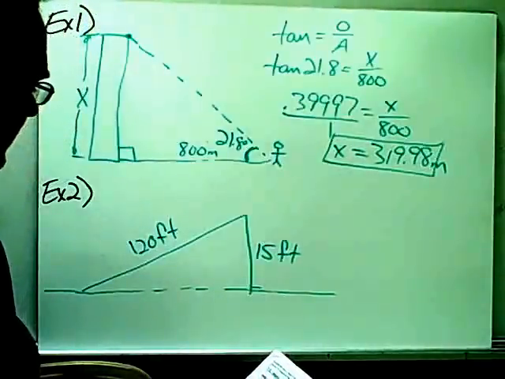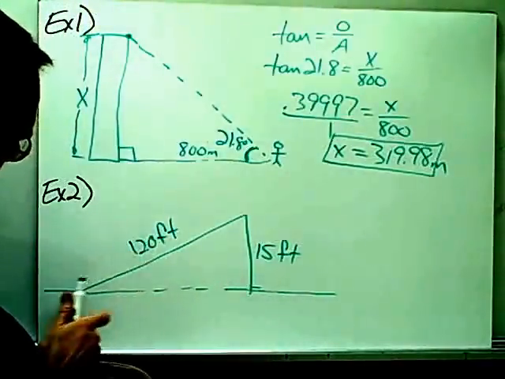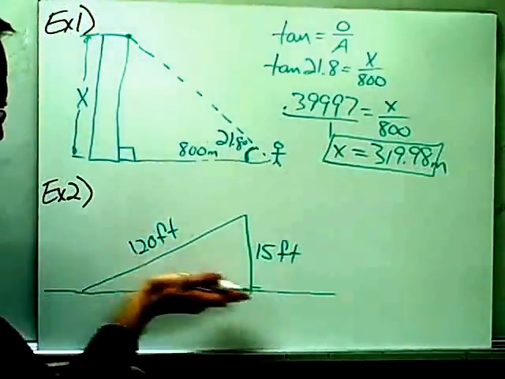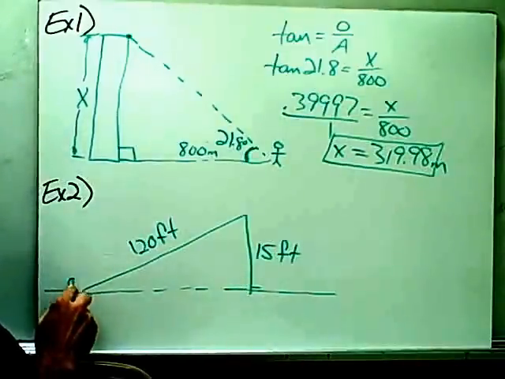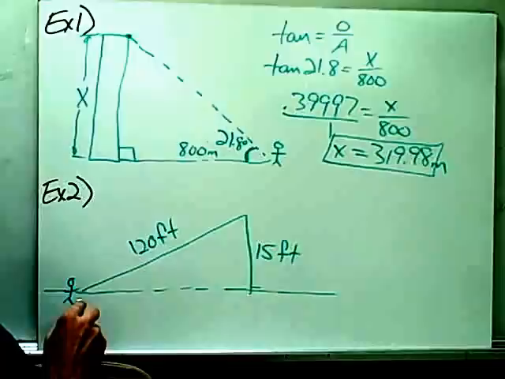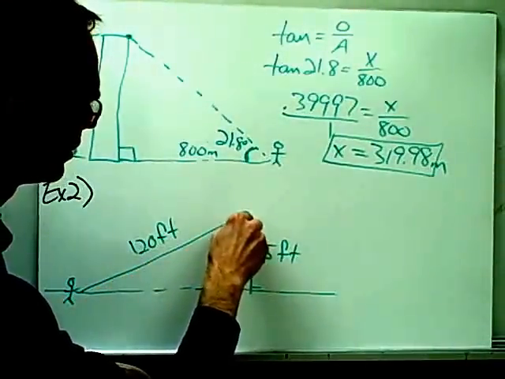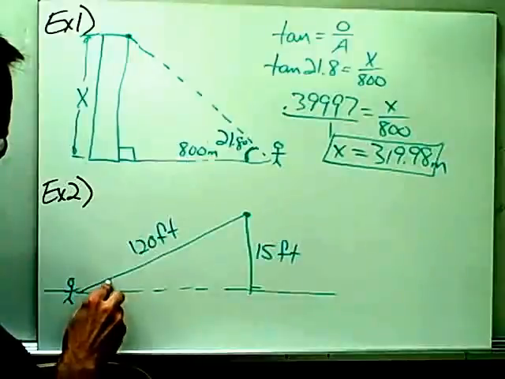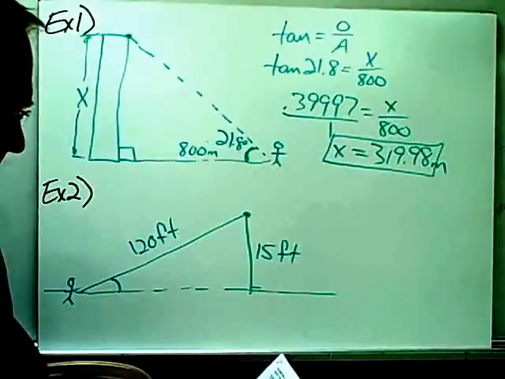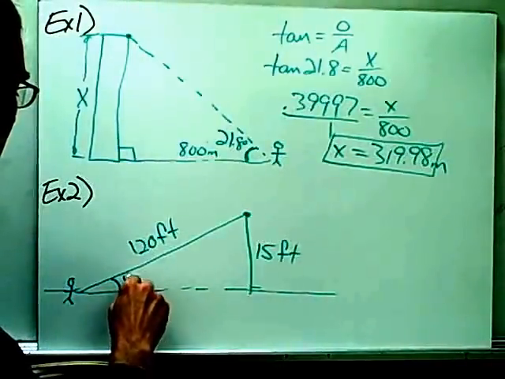Find the angle of elevation of the ramp. So the angle of elevation is going to be the angle formed by my horizontal line and the line of sight. If I want to think about a person standing down here on the ground, the line of sight for this person to look up to the top of the ramp. So this is my angle of elevation, and that's what I'm looking for, so I'll call that x degrees.